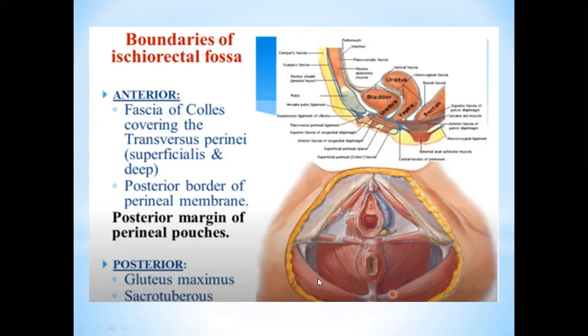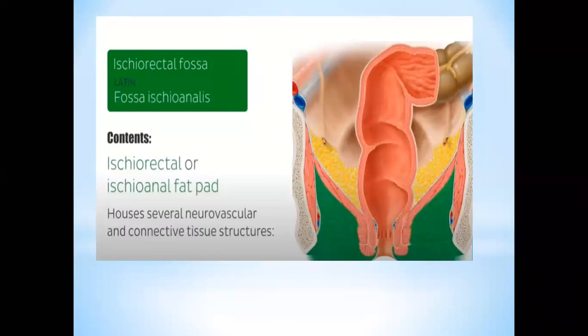And now, what are the contents of this ischiorectal fossa? Another name for this ischiorectal fossa is fossa ischioanalis. Now this ischiorectal fossa contains the ischiorectal pad of fat. You can see the pad of fat, which is the yellowish one, and also it has several nerves.